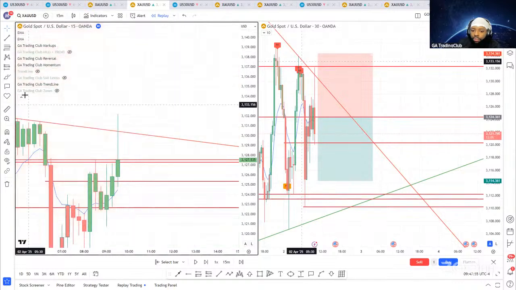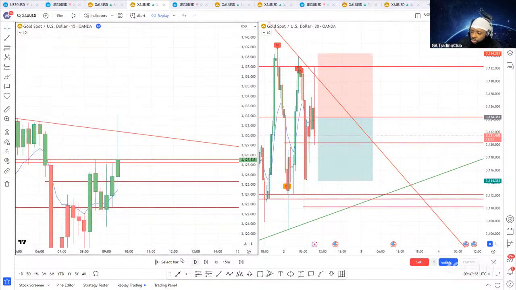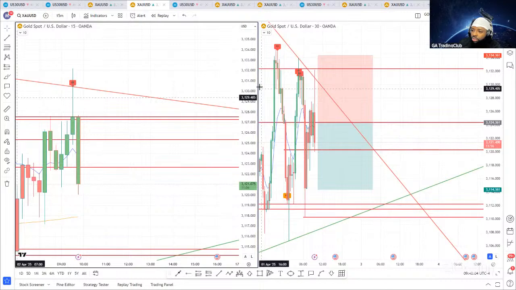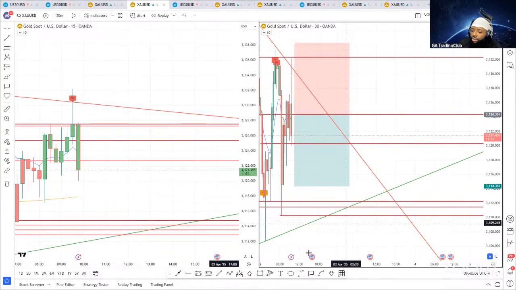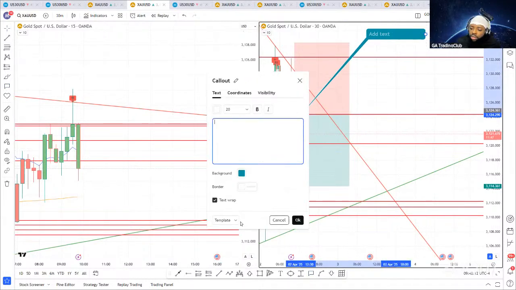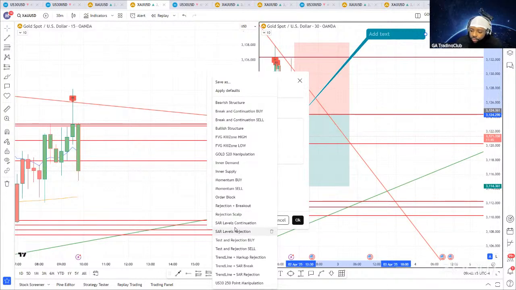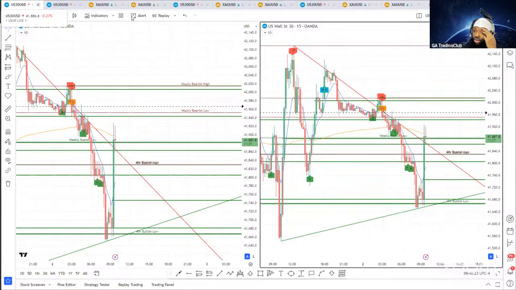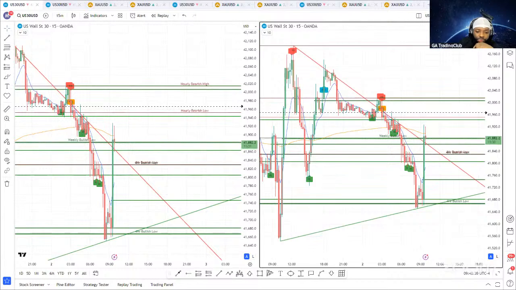supply zone, but anyway, when you're using the bar replay tool with the zones indicator, sometimes it doesn't show the actual zone that was there. But let's wait for this 30-minute entry to see if it does materialize. This would be a trend line and SAR rejection. For US 30, nothing really. So I'll go back to the other screen and we'll see if we can get that US 30 entry.